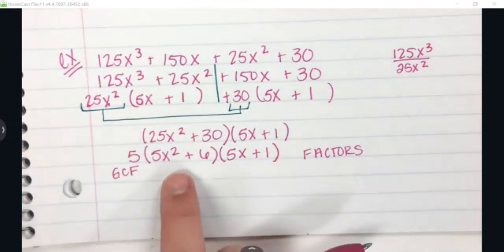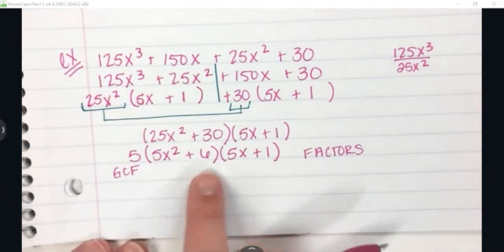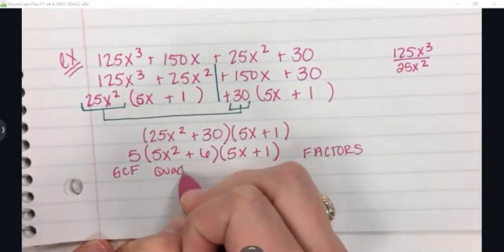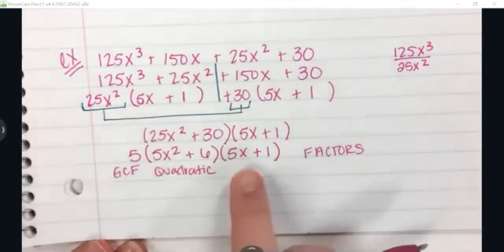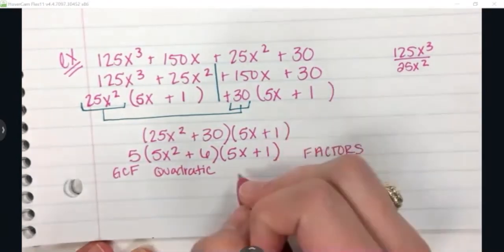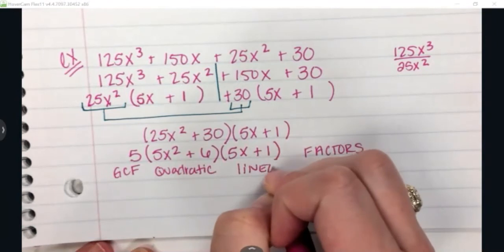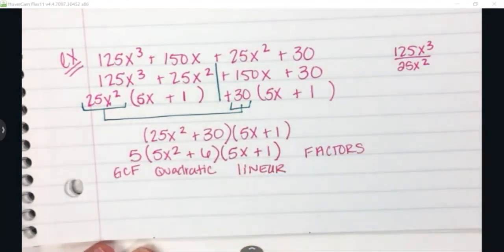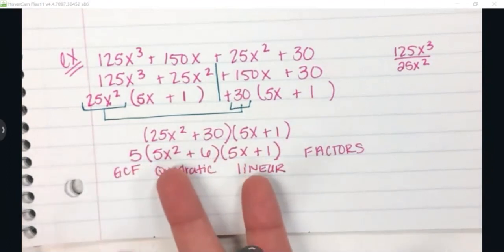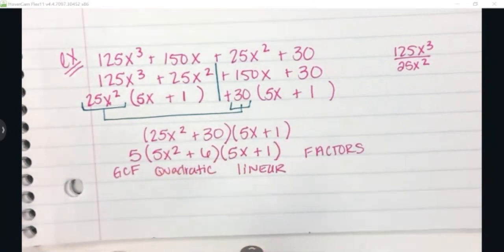Is this parentheses quadratic or linear? This is quadratic. And is this parentheses quadratic or linear? Linear, very good. It doesn't have to be in that order. You can have linear first and quadratic, but you have to have one of each, yes.